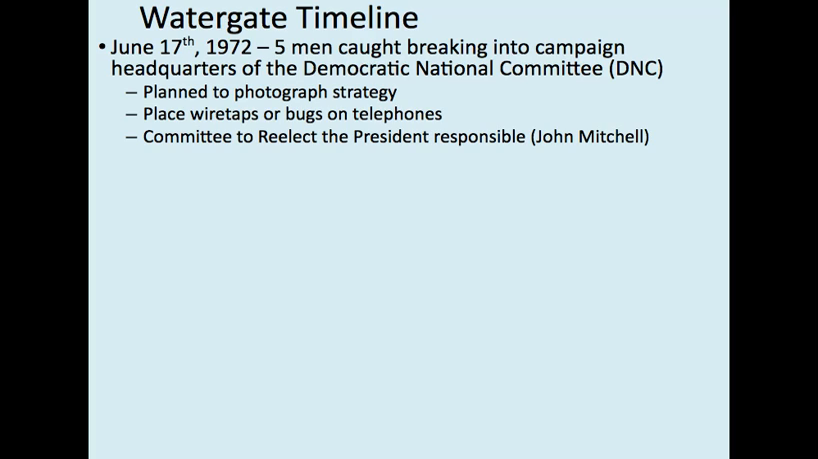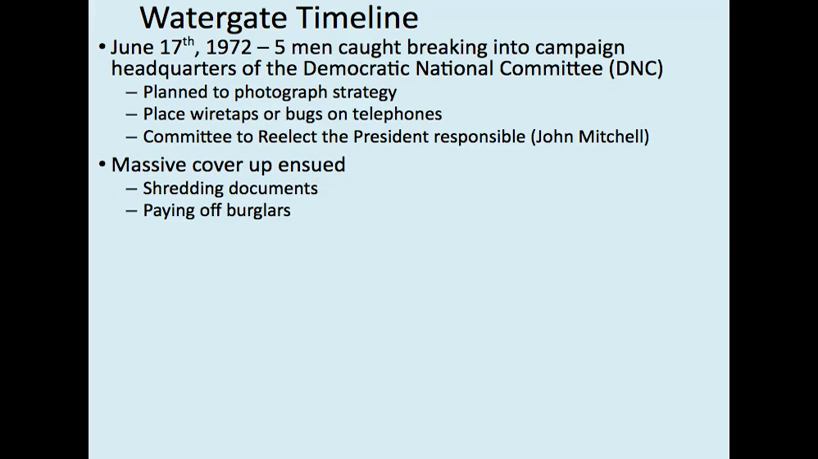What the plan was here is that these five guys were going to go into the DNC's headquarters, again, photograph their strategy of what the Democrats plan to do in the election of 72, place wiretaps and bugs on all the telephones, so on and so forth. These five men, through evidence and investigation, are linked to the committee to reelect the president, which was headed up by John Mitchell, one of the president's men.